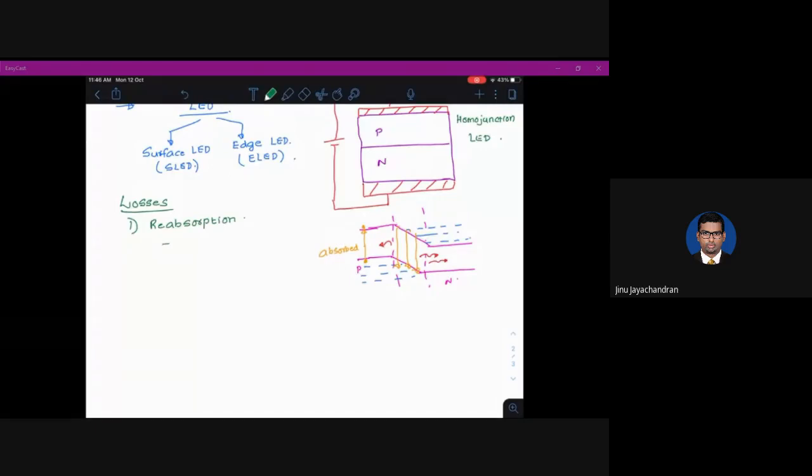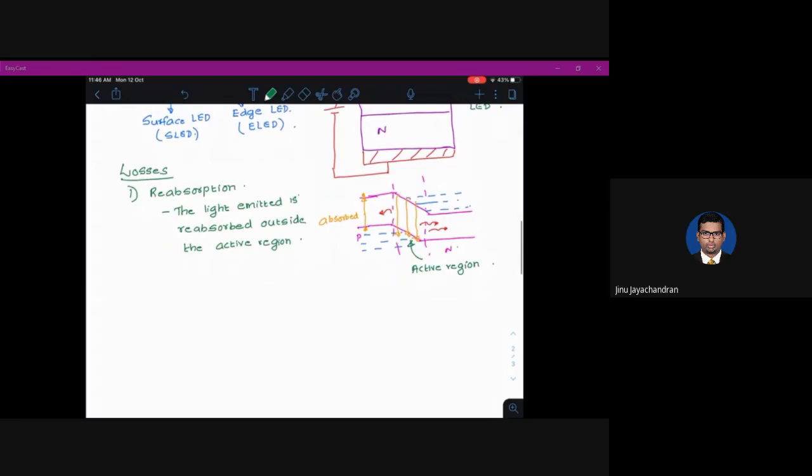So the light emitted is reabsorbed outside the active region. Which is the active region? This is the active region, which is basically our depletion part, where the activity is happening. That is the active region. So one major loss is because of the light absorption.